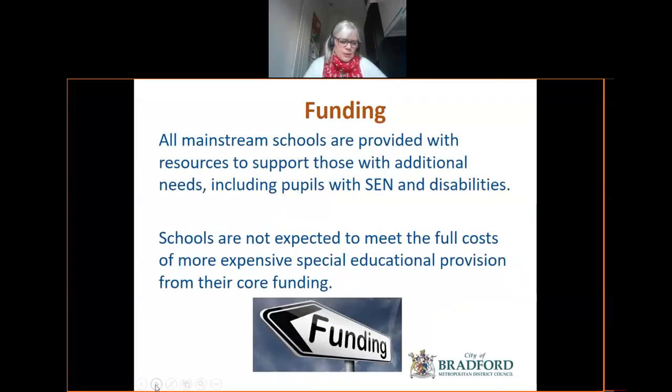It's important to comment on the funding for SEN within schools. Schools are provided with a notional amount of funding per pupil to support those with additional needs. This is not a ring-fenced amount but included in overall school budgets. SENCOs should be made aware of what funding is available in their schools in order that they are able to work strategically to plan provision, resources and training. Schools aren't expected to meet the full costs of more expensive special educational provision.